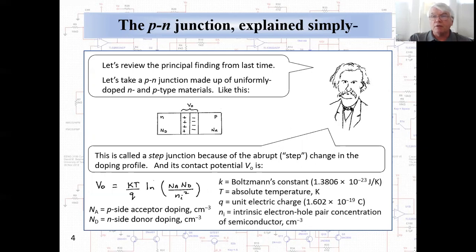k is Boltzmann's constant, 1.3806 times 10 to the minus 23 joules per Kelvin. T is absolute temperature in kelvins. q is the unit electronic charge, 1.602 times 10 to the minus 19th coulombs. And n_i is the intrinsic electron hole pair concentration of the semiconductor material in electron hole pairs per cubic centimeter. Intrinsic means undoped, pure semiconductor material.